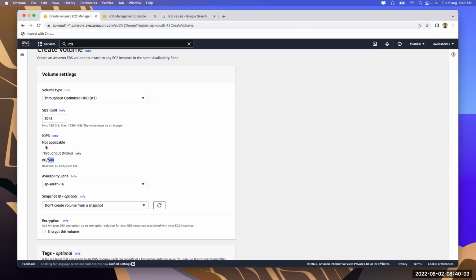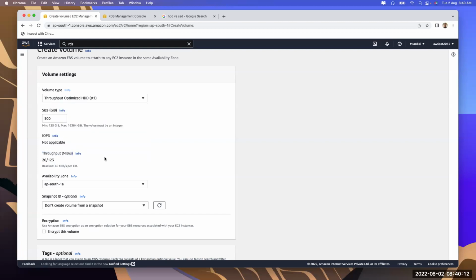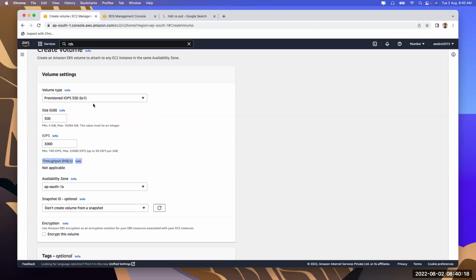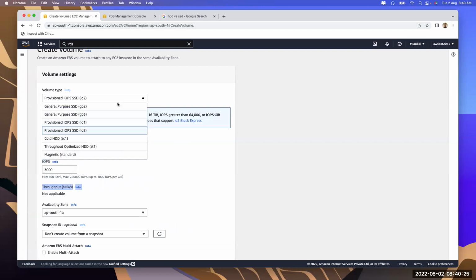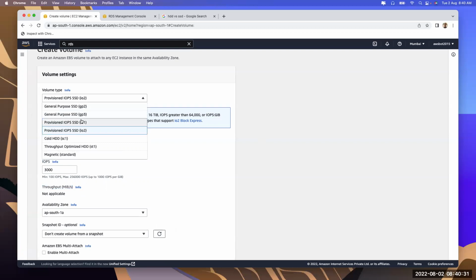In this one, you do not have IOPS, obviously, but you do have a throughput. So both in a cold HDD and a throughput optimized HDD, you will not have IOPS, rather you will have throughput. On the contrary, GP2, IO1 and IO2 will only have IOPS and it will not have throughput. So depending on your use case, whether you are looking to stream data or you're looking for transactions, you will either choose an SSD or an HDD.